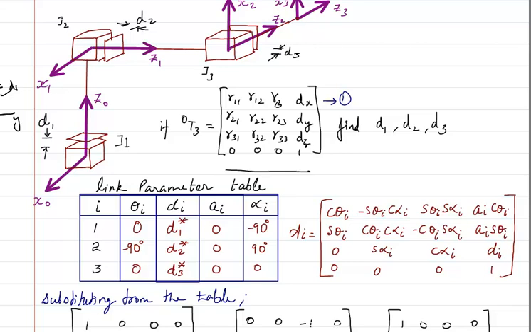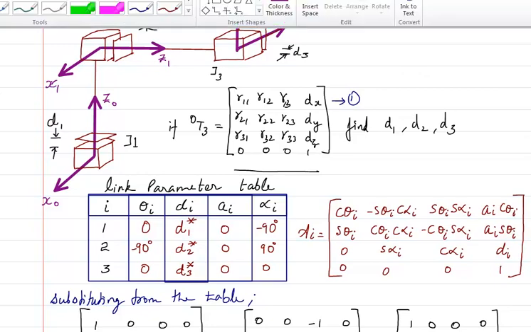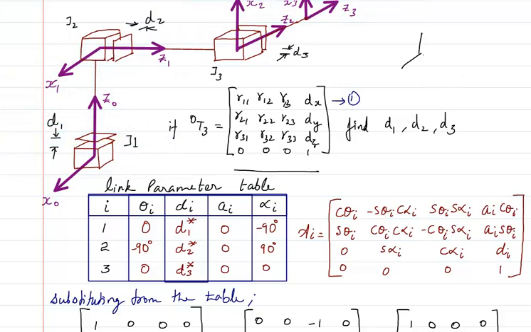Oh, wait, let me draw it separately. So if I am suppose going to draw the x, y, z axis, so this is x, this is y, this is z, then you can see d1 is in this direction, isn't it? So that is d1, so that should be equal to what? dz.